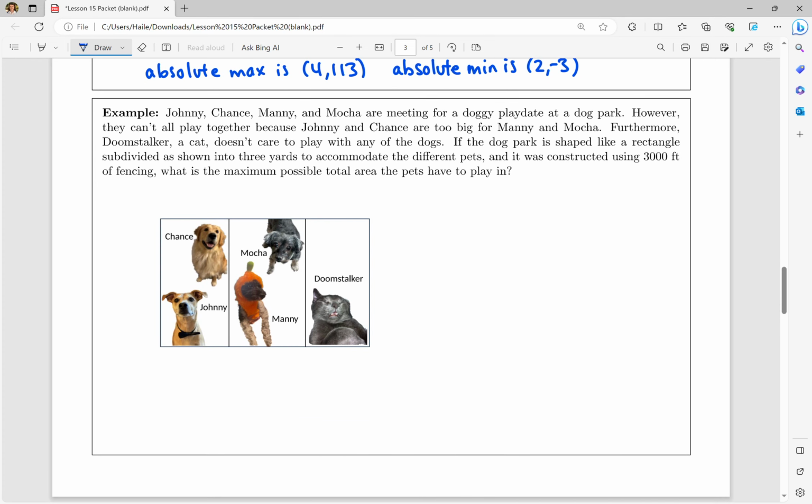All right, so Johnny, Chance, Manny, and Mocha are meeting for a doggy play date at a dog park. However, they can't all play together because Johnny and Chance are too big for Manny and Mocha. Furthermore, Doomstalker, a cat, doesn't care to play with any of the dogs.